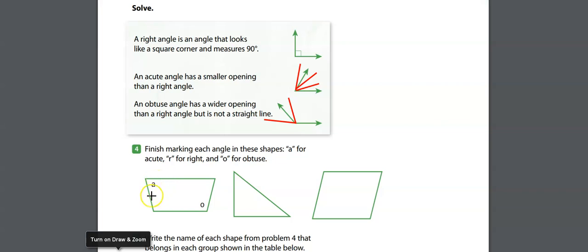Now I'm going to look at this angle right here. This angle looks obtuse because if it was 90 degrees, my line would have been right there. But my line goes beyond that. So this will be obtuse. So go ahead and mark O in that angle right now.